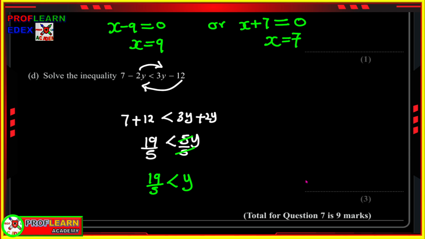So we shall say y is greater than 19 over 5. Yeah, for you to get your answer at that given point.